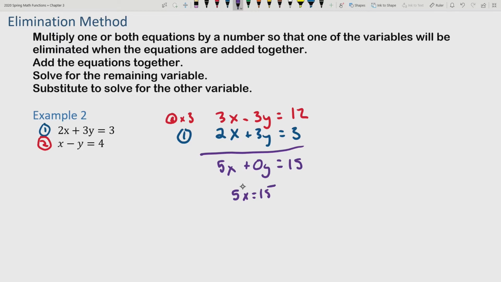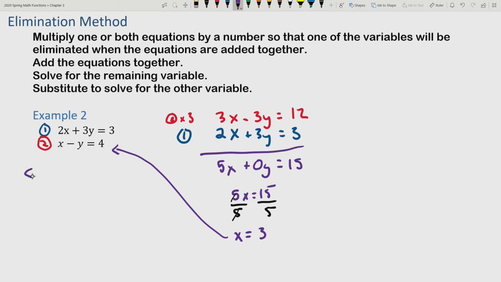Here, I have everything with an x on one side and everything that doesn't have an x on the other. So I divide by the coefficient on x, the thing that's being multiplied to x. This cancels with this, and I get x equals 15 divided by 5 is 3. Once I've solved for one variable, I substitute it to solve for the other variable. I'm going to take this x and plug it into equation 2. You can plug it into equation 2 or equation 1.